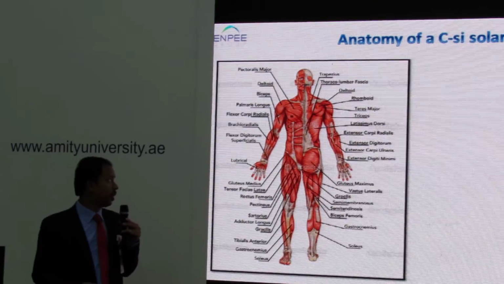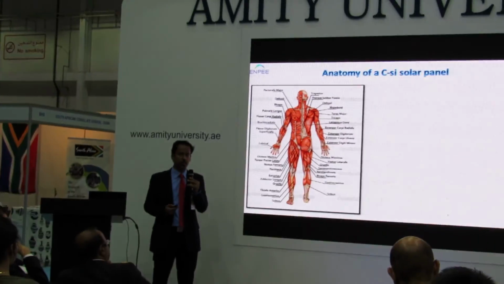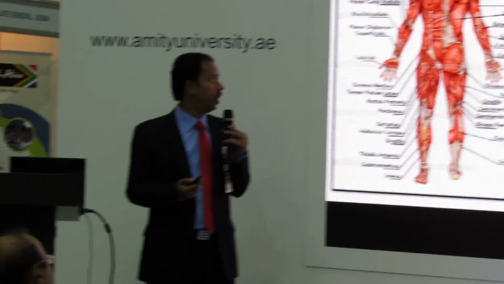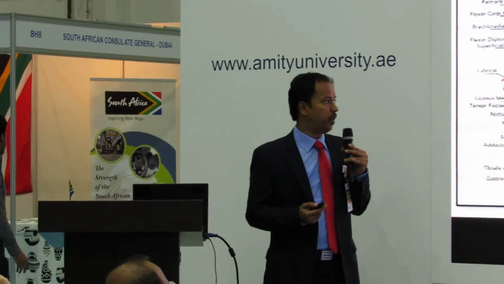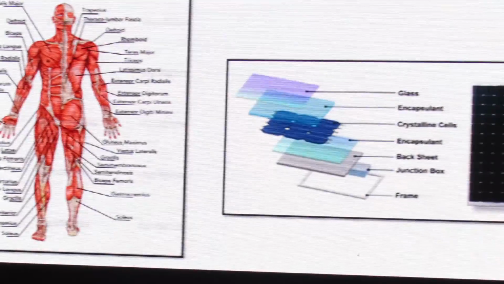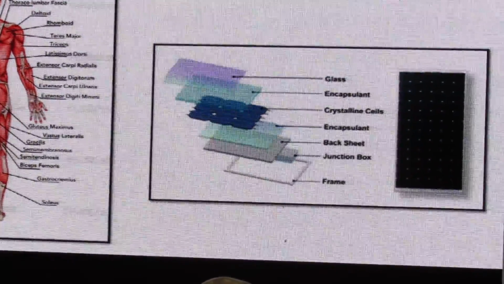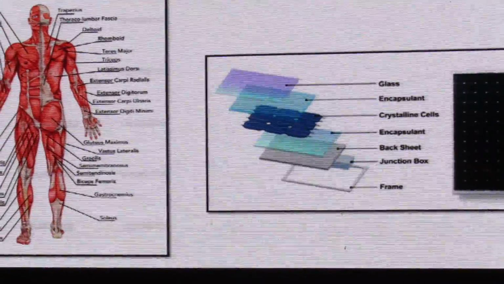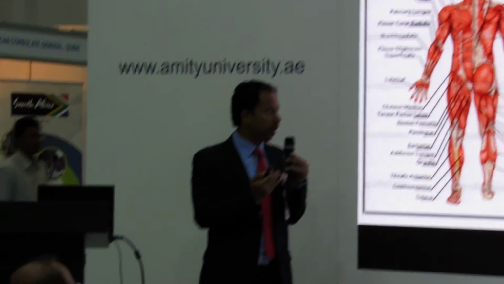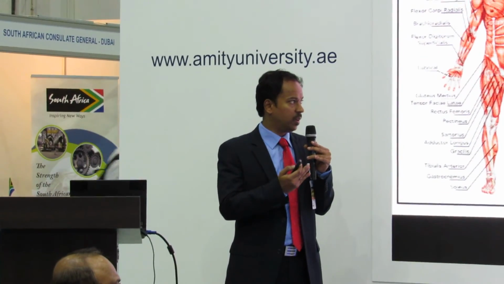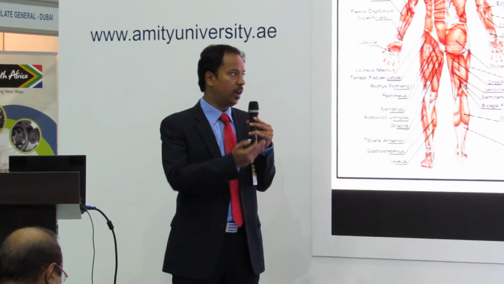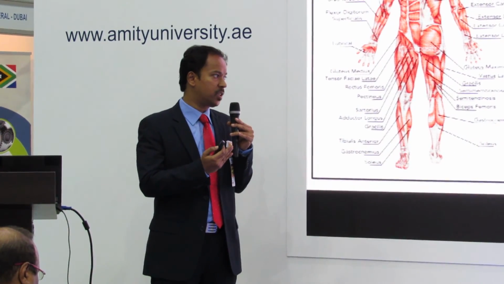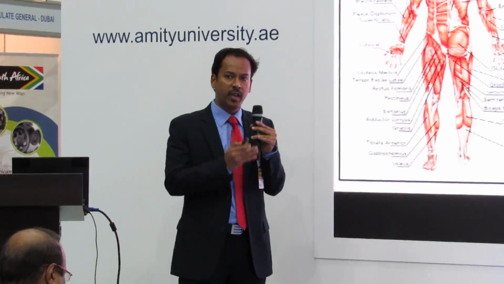A human body has various organs to function and control the mechanism of the body. Similarly, for us to generate electricity out of a solar panel, we need basic elements that make up a solar panel, including the tempered glass, the EVA encapsulant, the crystalline cells, another layer of encapsulant, a backsheet, and a junction box. We'll see what these contribute to in the module.